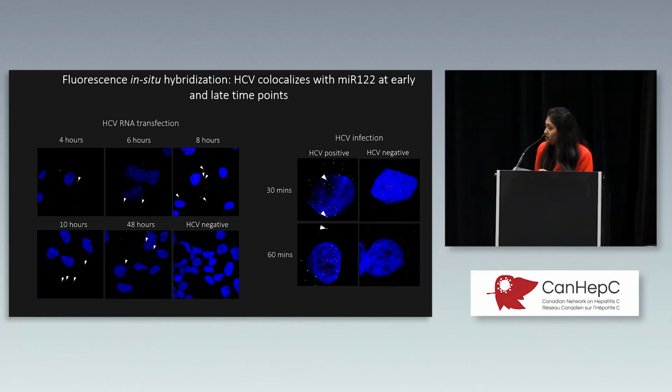And when we did this with an infection of the HCV virus, we found that co-localization was observed even at very early time points like 30 minutes and 60 minutes. So this suggested to us that microRNA 122 might be required throughout the life cycle of the virus.